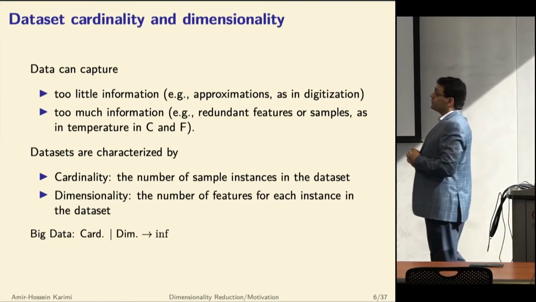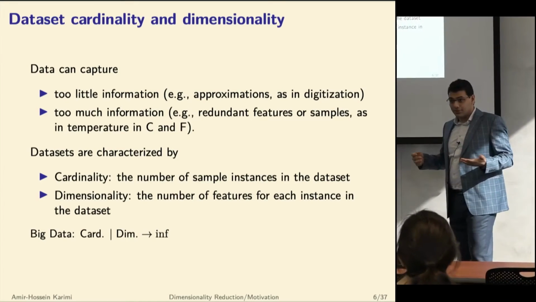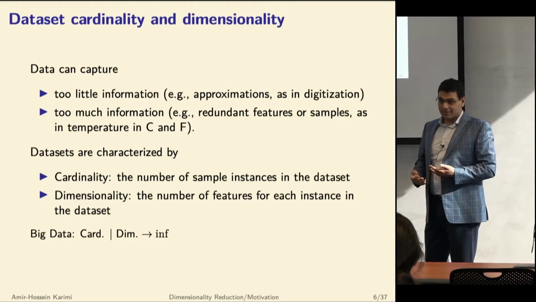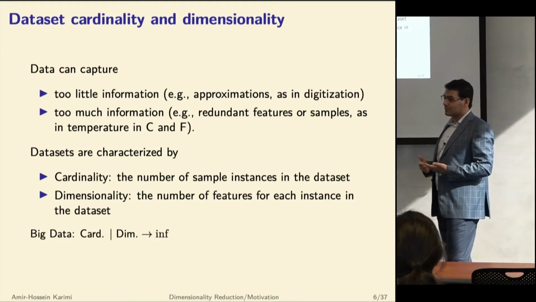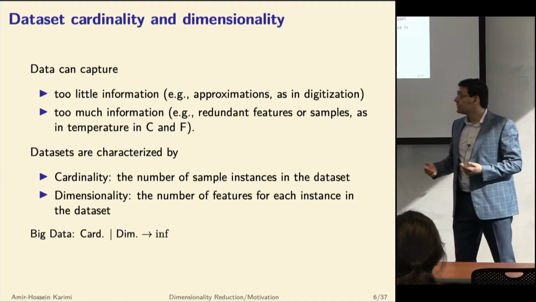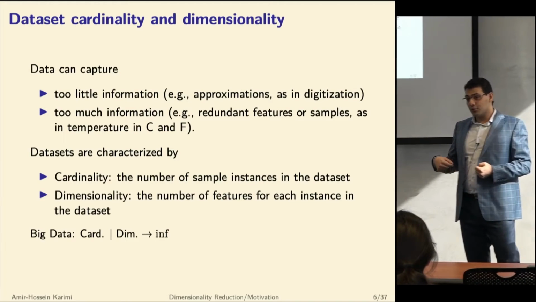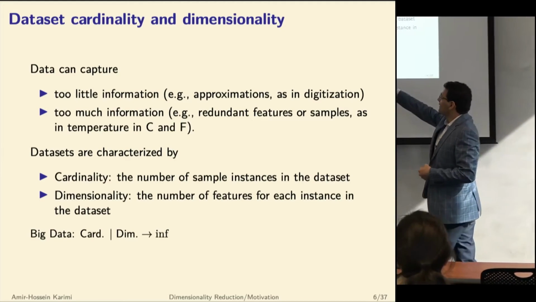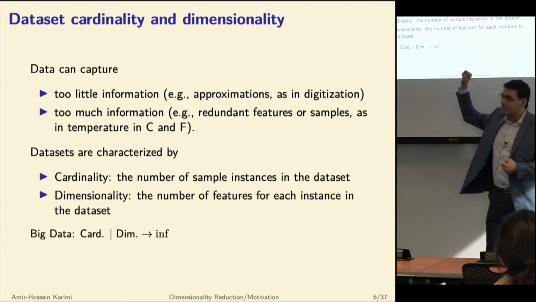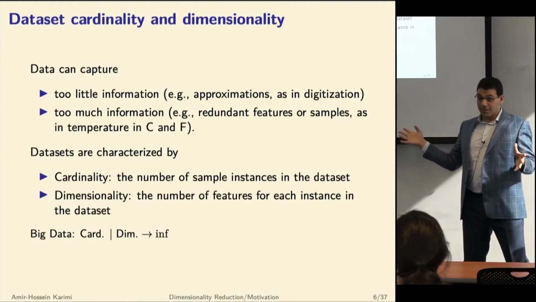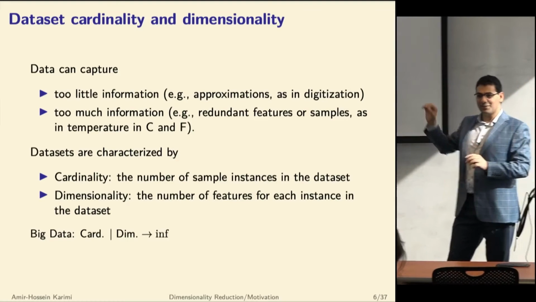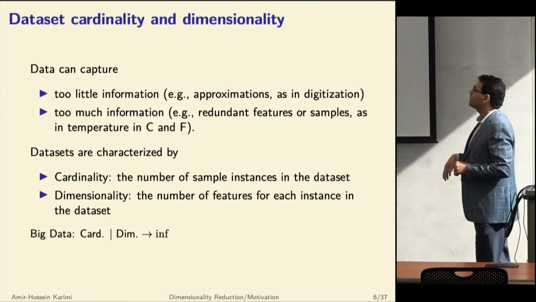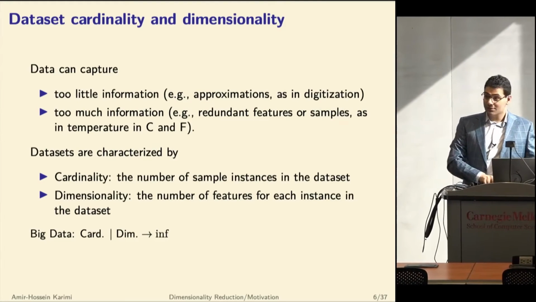So the number of features that ultimately exist in a data set is called the dimensionality of that data set. And the number of samples for which we have those features is called the cardinality of the data set. If either of these grows to be a very large number, so if the limit of either of these goes to infinity, this falls under the branch of big data. We're not talking about big data today. I've just thrown it on here so you know where we're situated with respect to other sciences in the field.